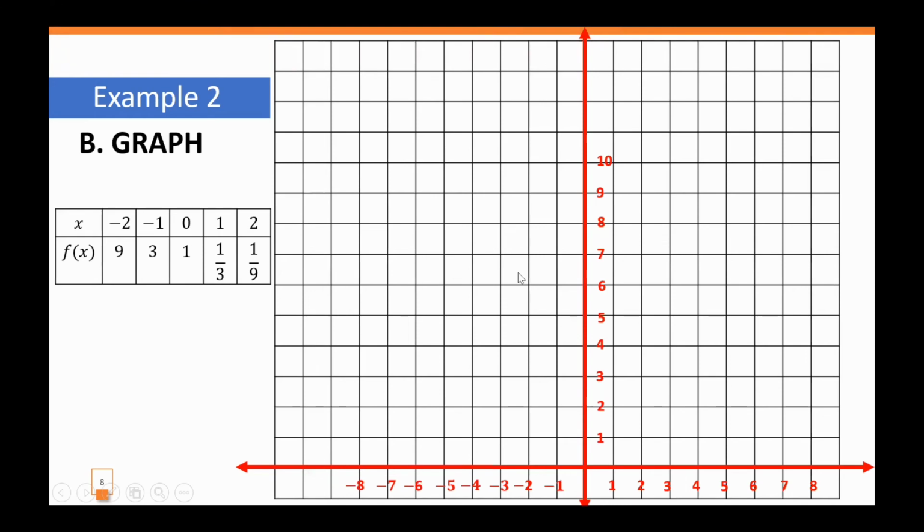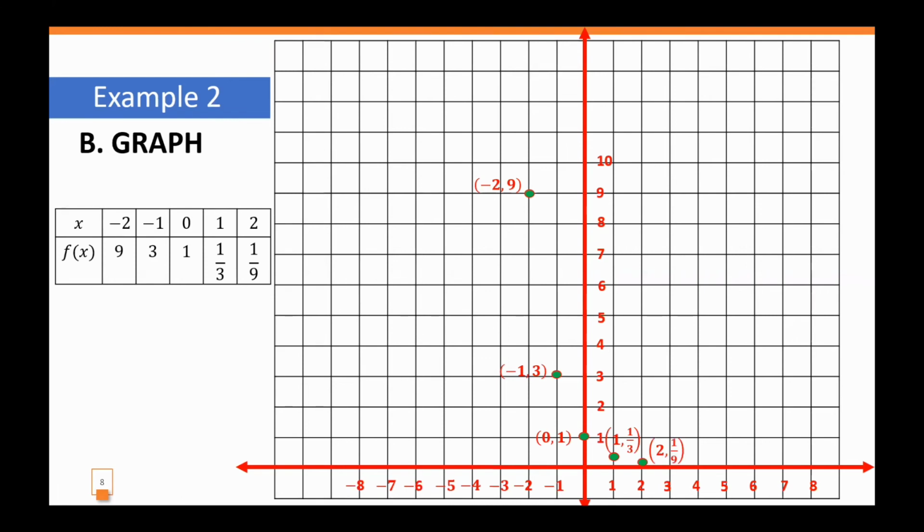In the Cartesian coordinate plane, again, we have the horizontal line, which is the x-axis, and the vertical line, which is the y-axis. Given the table of values in letter A, we're going to plot these points. (-2, 9), that is here on the upper portion of the second quadrant. We have (-1, 3), (0, 1) on the vertical axis, (1, 1/3), and (2, 1/9).